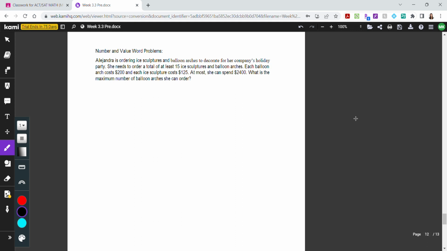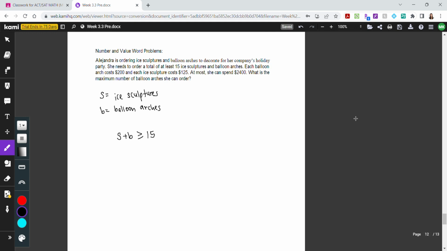So let's first label. I'm gonna designate S as the ice sculptures and B as the balloon arches. This is just to help keep track of what I am solving. All right, so let's look at our first thing. She needs to order a total of at least 15 ice sculptures and balloon arches. So it's going to look like S plus B is greater than or equal to 15, right? Because minimum 15, it could be more than that. So that's our first inequality.